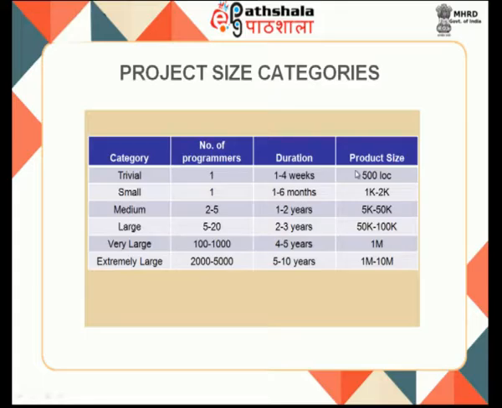Whereas industry takes up very large projects which run for 4 to 5 years or 5 to 10 years, and will write 1 million lines of code or between 1 million and 10 million lines of code. So for that they might require 100 to 1000 programmers or 2000 to 5000 programmers who are to be managed.